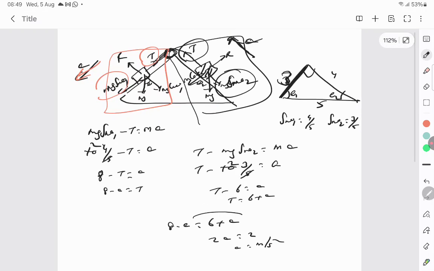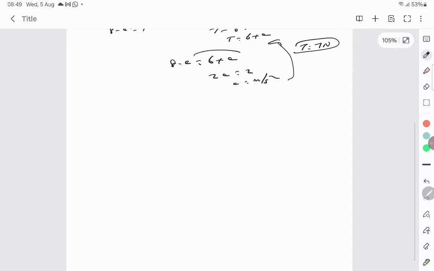So that's the acceleration. That's all. If you want to find the tension, you can substitute and get T equal to 7 Newton. Beautiful sum. Let's go to the next question.